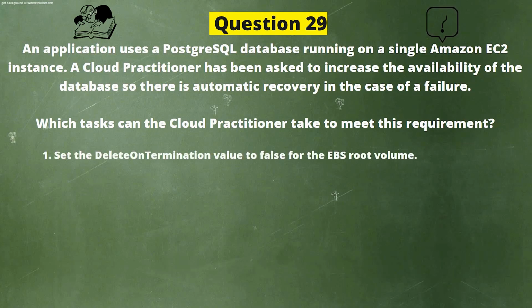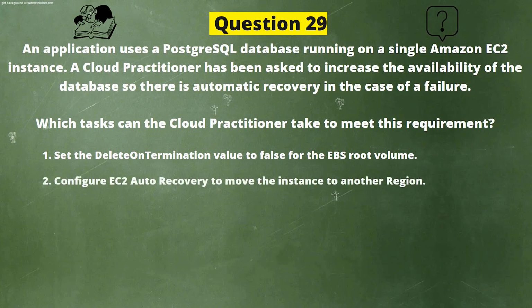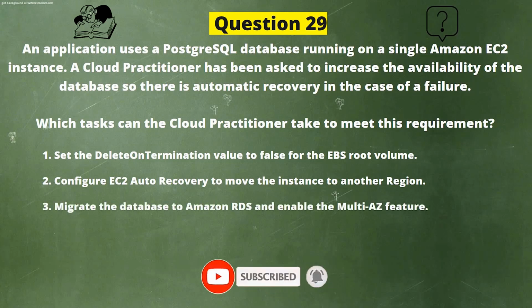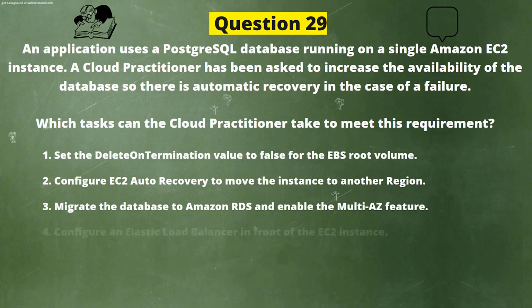Option 1. Set the delete on termination value to false for the EBS root volume. Option 2. Configure EC2 auto recovery to move the instance to another region. Option 3. Migrate the database to Amazon RDS and enable the Multi-AZ feature. Option 4. Configure an elastic load balancer in front of the EC2 instance.